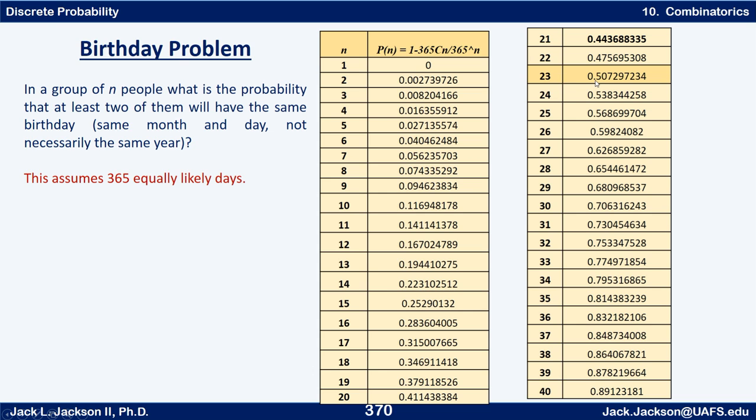About 23 people, it could go either way, about equally likely, and less than that, then it's more chance that there's not a repeat. But that's a lot less than you might think, perhaps. That only takes like 23, 24 people to get the probability above a half, and yet it takes 367 people to guarantee a duplication. So that's the birthday problem.